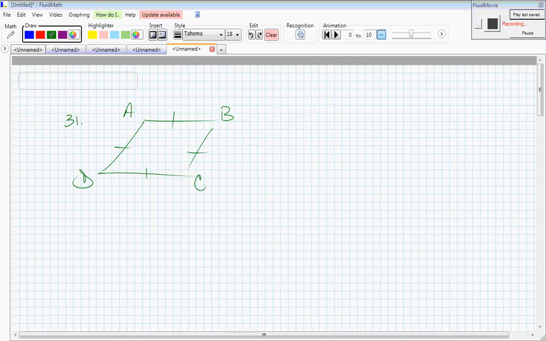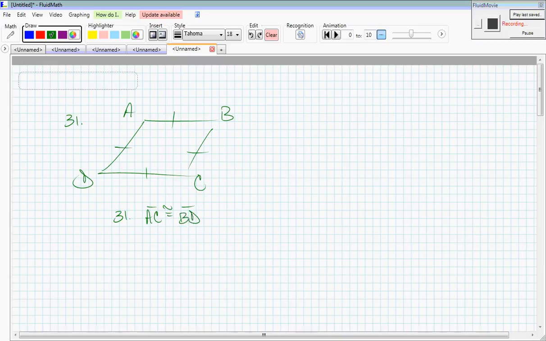It wants us to decide whether the statement given is always, sometimes, or never true. It says to draw a sketch and explain your answer. We've already drawn that sketch. Now 31 says that line segment AC is congruent to line segment BD, meaning that their lengths are equal.